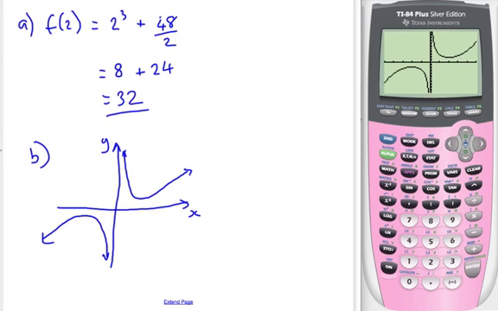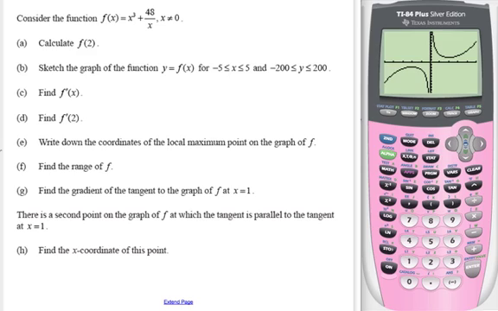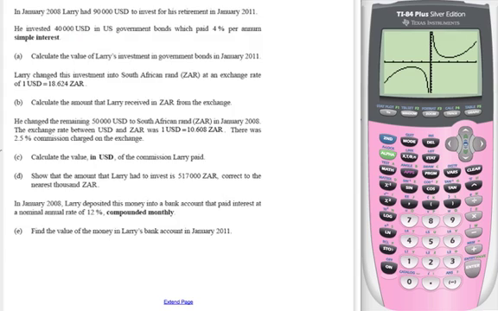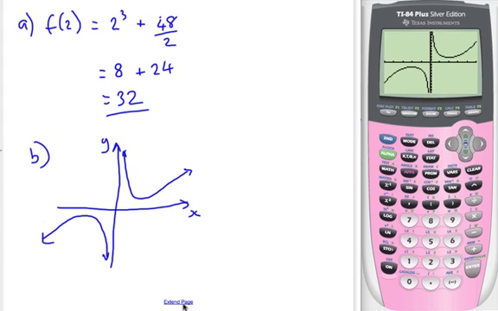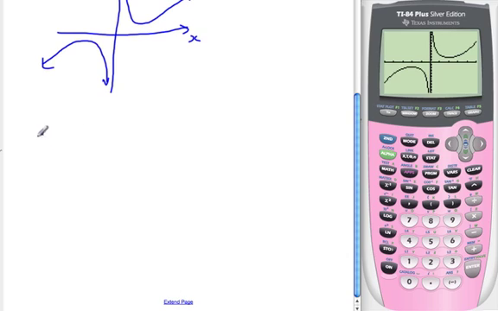Alright, next bit. So we've sketched the graph, find f dash of x. Should be able to do that. Okay, extend the page a little. Part C. Let's just write f of x out again so we can remember what it was. F of x equals x cubed, add 48 over x. I'm actually going to write that out again before I differentiate it.